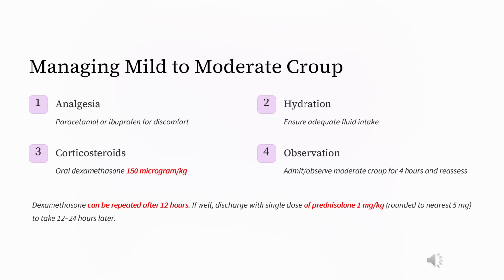So, about the steroids, dexamethasone can be repeated after 12 hours. If you are admitting the child, you can give dexamethasone. Or if you want to discharge, you give a single dose of oral prednisolone 1 mg per kg to take 12 to 24 hours later.